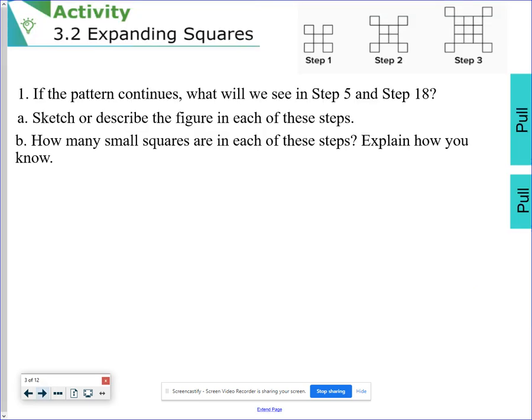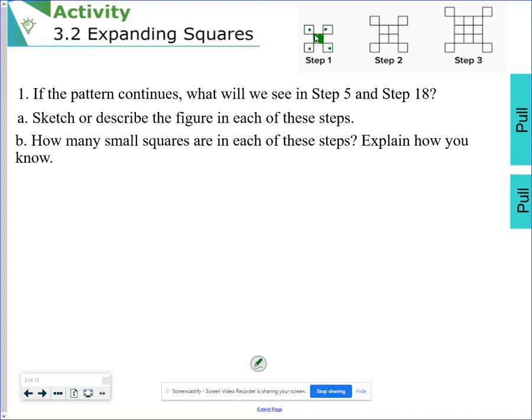In this activity, I've got these different shapes, and they're made up of these little squares. We do a lot of these square kind of things. So in step 1, the shape that I have here has this 1 square in the middle and 1, 2, 3, 4 on the outsides, right? Notice that all 3 of these steps have those 4 on the corners.